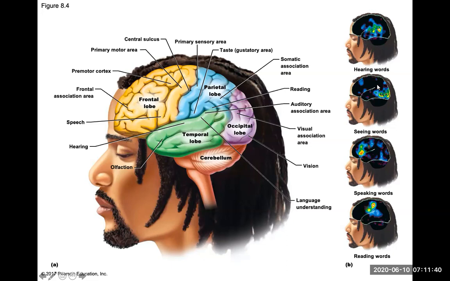Seeing words takes place in the visual association center in the occipital lobe. Speaking words takes place in your frontal lobe, the speech area, and reading words takes place more in your parietal and occipital lobes.